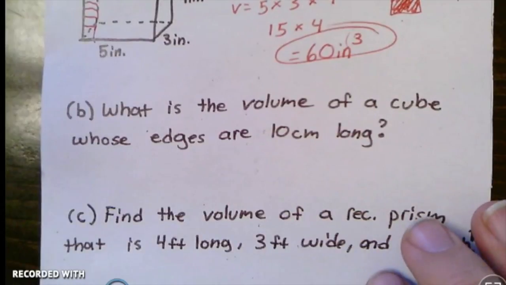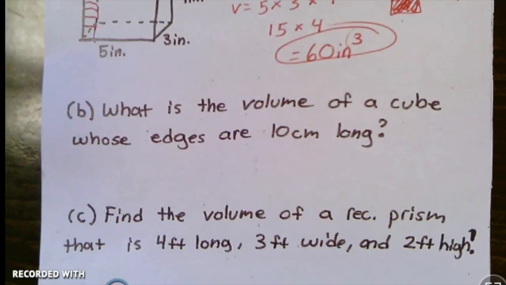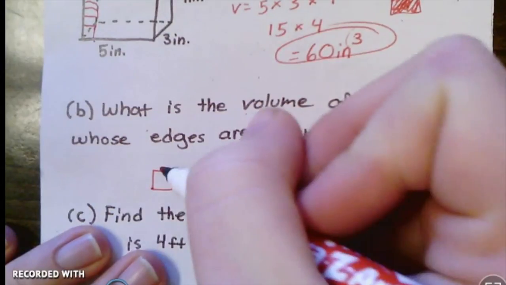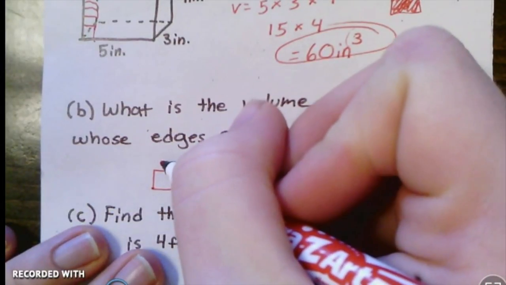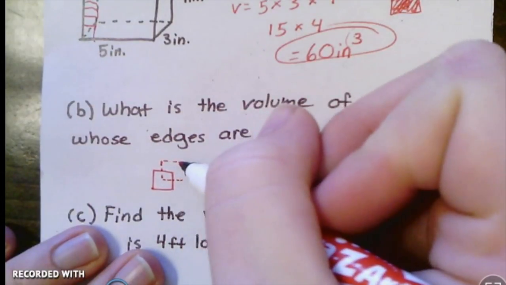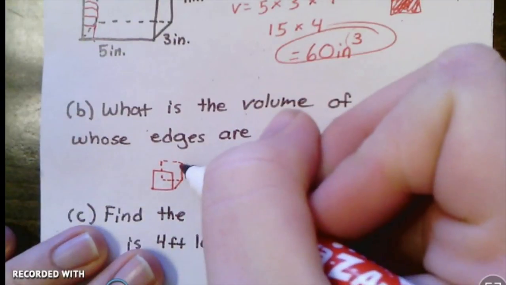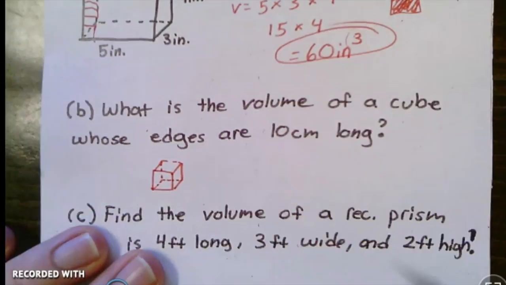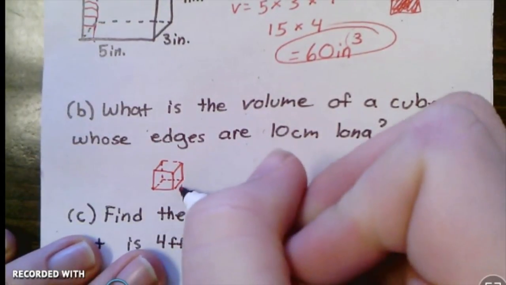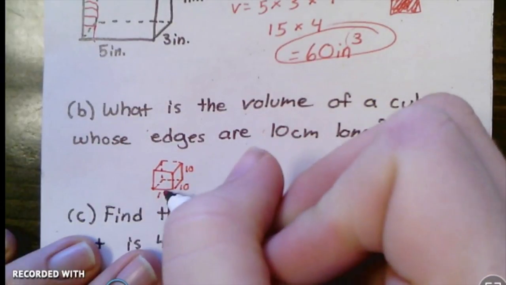Example B, what is the volume of a cube whose edges are 10 centimeters long? Well, think about a cube. What do we know about a cube? It's made up of squares, right? And so if we think about it, if we draw a cube, we're going to have a square here, and we're going to have another, I always have to think about which lines will be dotted and which ones will not. There we go. A cube is a type of rectangular prism in which all the side lengths are the exact same thing. So this would be a 10, this would be a 10, and this would be a 10.